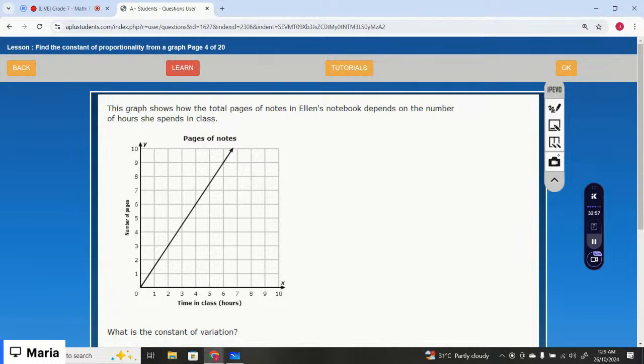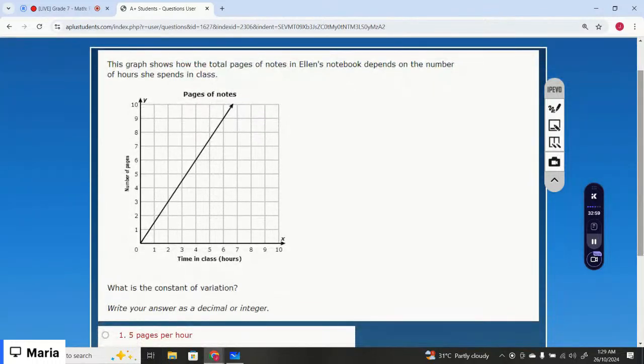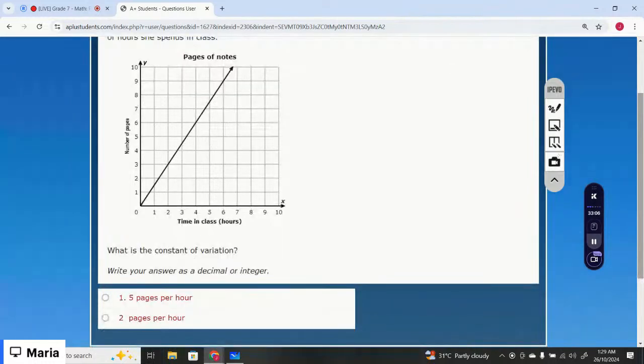This graph shows how the total pages of notes in Alan's notebook depend on the number of hours she spent in class. What is the constant of variation? So, which is the correct option?